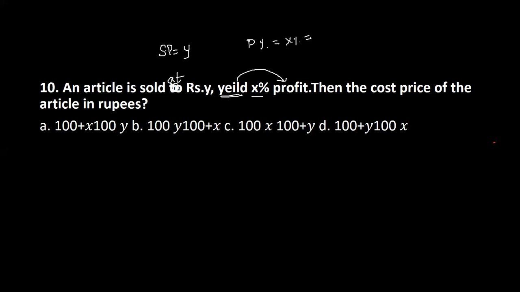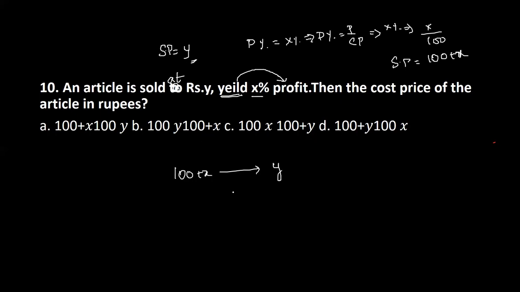Now, according to the concept of whatever we have said, profit percentage is equal to P by CP. That means here profit percentage X% should be equal to X by 100. That means the selling price should be 100 plus X. But it says selling price is Y. That means 100 plus X represents Y. You want to find out the cost price, so 100Y divided by 100 plus X will be the cost price of the article. What are we trying to find out? The cost price of the article in rupees.